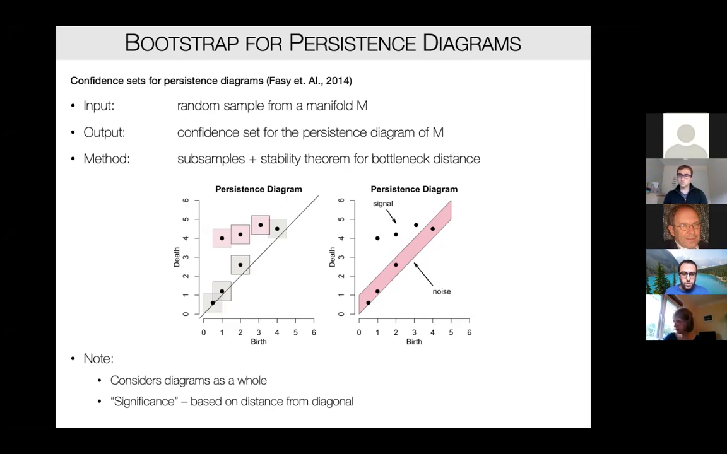And also, at the end of the day, their way to measure what is a significant or not significant cycle still relies on how far away you are from the diagonal, which I showed you at the beginning, in some cases could not be the best thing to do. So this is some history.